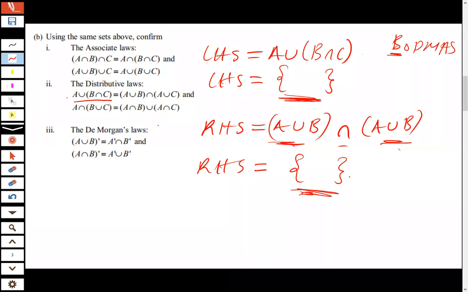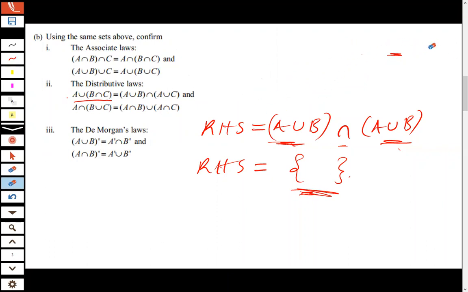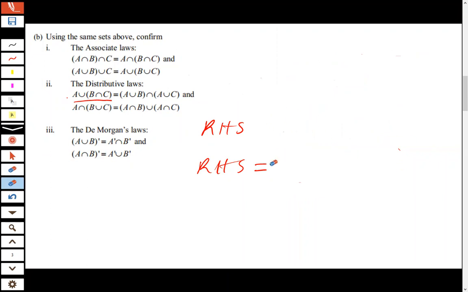Let's quickly move on to the next question, which is De Morgan's. Okay. So De Morgan's is straightforward. So let's move on to De Morgan's. All right, let me just mute everyone.